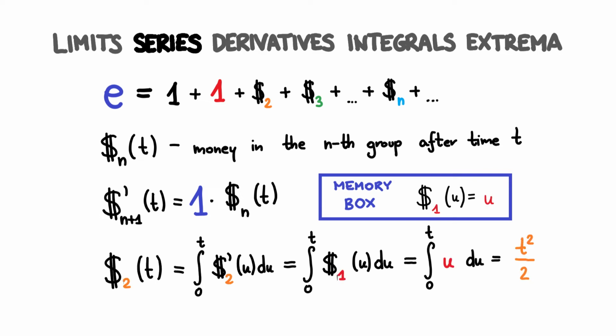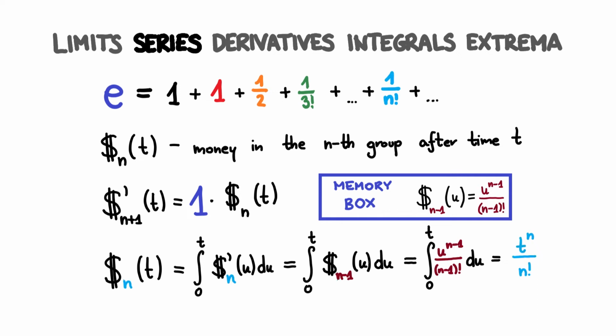For n equal to 2, we get the following expression, which gives S2 of 1 equal to 1/2. Similarly, for n equal to 3, we get this. And for general n, this. Putting all together, we obtain another known formula for E.